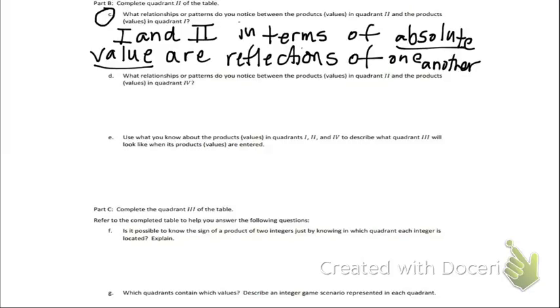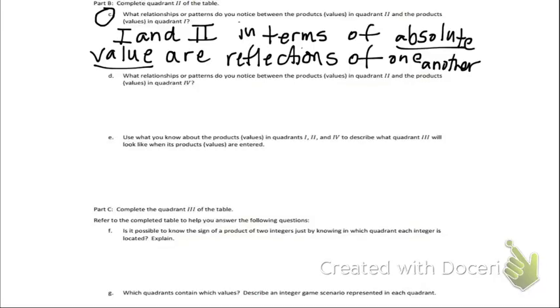Okay, and here's D. D asks us this: what relationships or patterns do you notice between the products in quadrant 2 and the products in quadrant 4? Well, you notice they're all negative values. And each product of integers in quadrant 2 is equal to the product of their opposites in quadrant 4. So how do we write that?